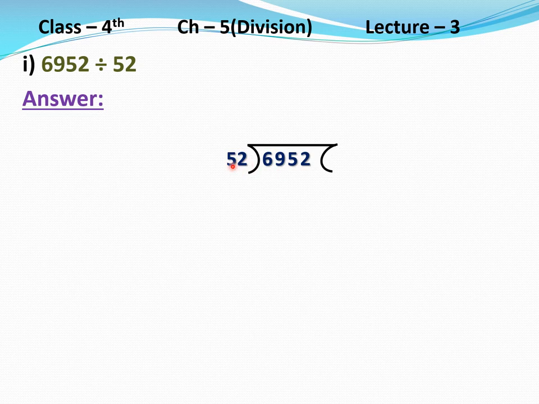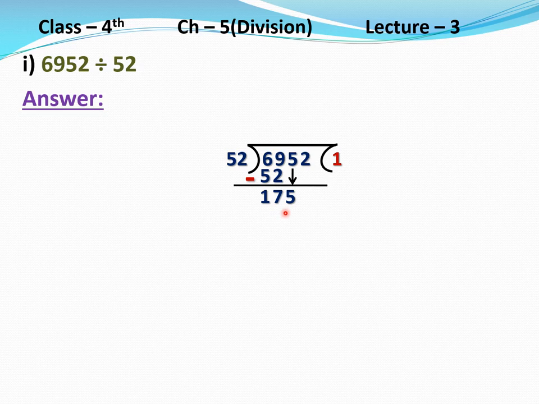Multiply this 52 by a number so that it is equal to 69 or less than 69. It should not be greater than 69. 52 multiply 1 equal to 52. Write down 1 here and write 52 here. Now subtraction. 9 minus 2, 7. Write 7 here. 6 minus 5, 1. Write 1 here and write 5 as it is.